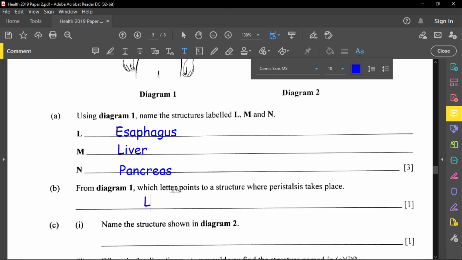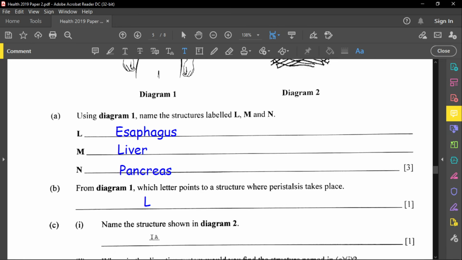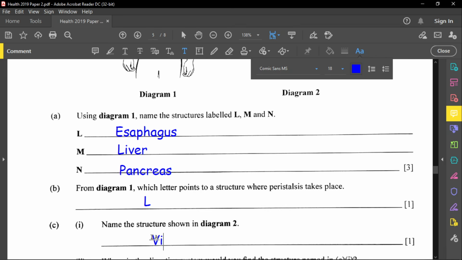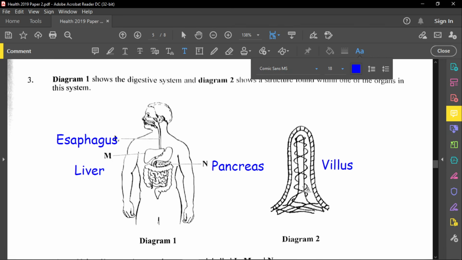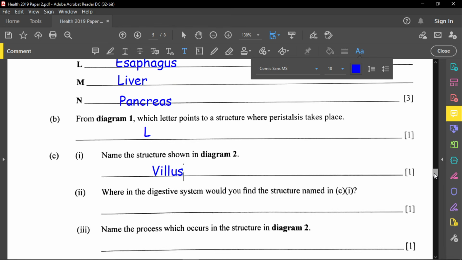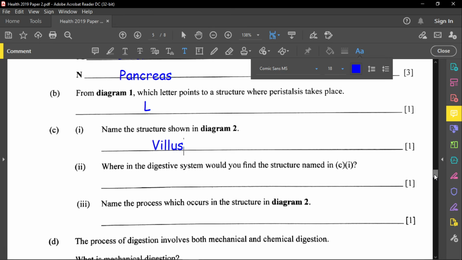For example, part C1 said name the structure shown in diagram 2. And so again, it is a villus. Diagram 2 is a villus. Villi is plural. Okay, so 2 is a villus. Villi is plural. Please notice those things as well.